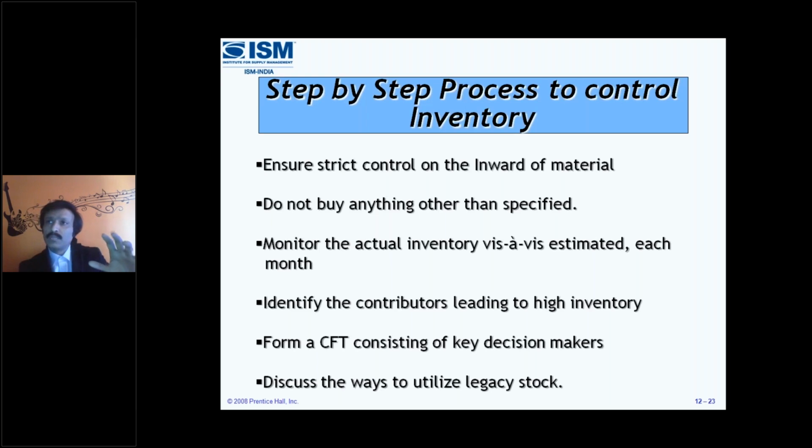So then you need to form a cross-functional team, and it should consist of all stakeholders: sales, planning, design, your electrical design, electronics design if it is a part of your business, your procurement, your stores. Everything should be members in that cross-functional team, and you run through this type of list every month and tell them that these are the parts which are lying as slow moving or non-moving, maybe because of change in design, maybe because of obsolescence.